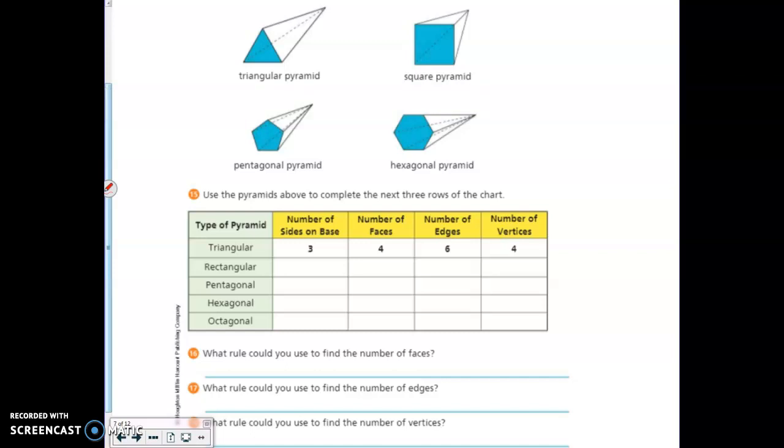They obviously do the triangular pyramid with you. I'm going to do the rectangular and the pentagonal, and then your job is going to be to answer the hexagonal and the octagonal at the end of this video.